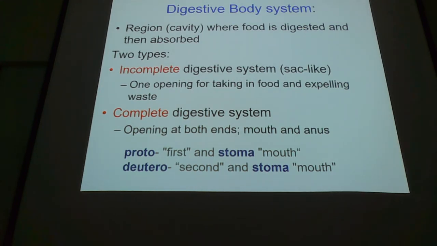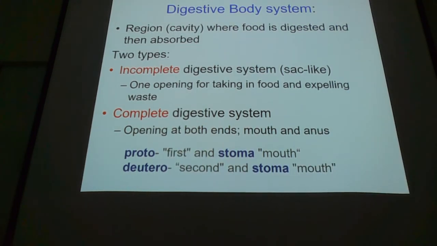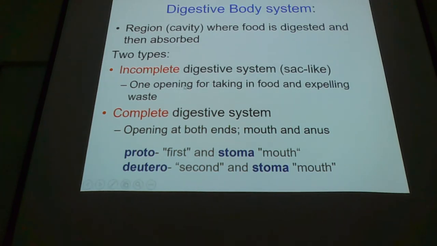Now, in the animal kingdom, we can recognize 2 types of digestive systems, okay? One is more primitive and it's called incomplete. And later on in evolution, a complete digestive system appears, okay? We need to understand what these 2 definitions mean. An incomplete digestive system is a sac-like system, like this, okay? Where there is only one opening for food to go in and for waste to go out. Only one, okay?